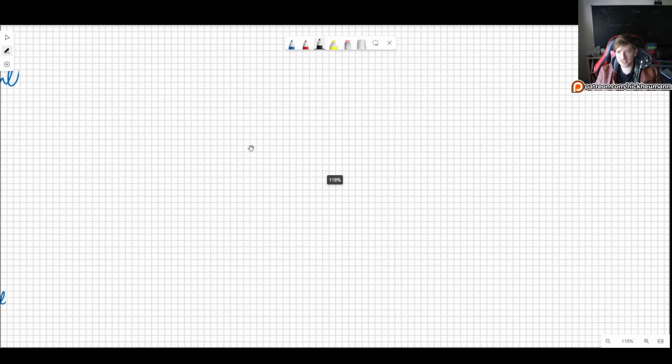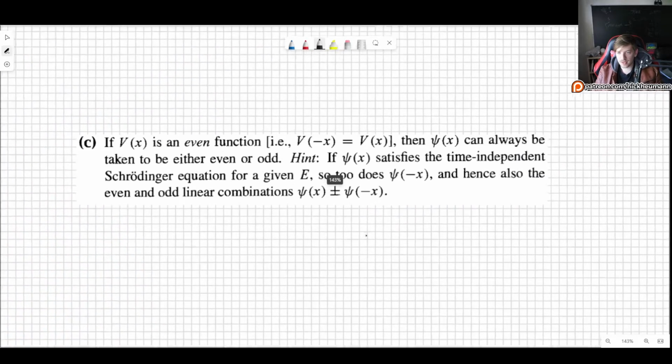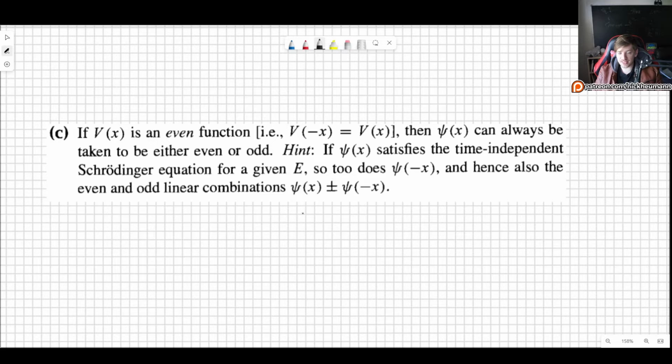Now part C, which says: if the potential is an even function, which is what we now want to prove, meaning that v of minus x is the same as v of x, then the wave function can always be taken to be either even or odd. So let's begin here by writing down the Schrödinger equation. Minus h bar squared over 2m d squared psi dx squared plus the potential of x.